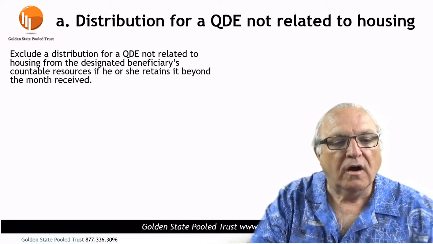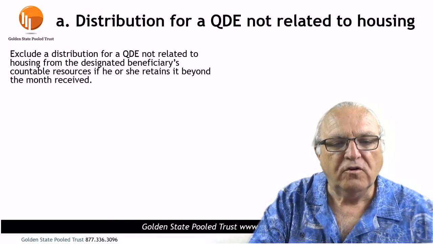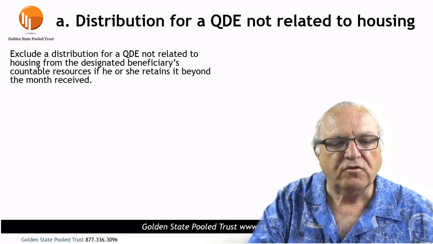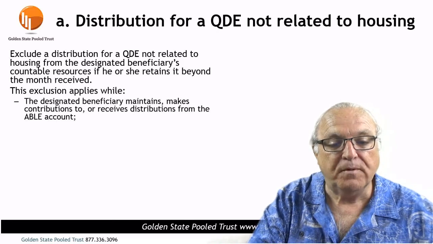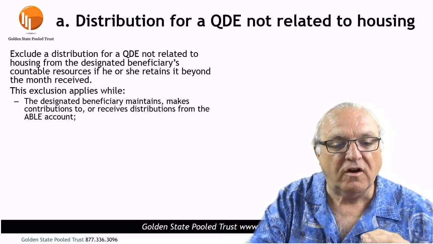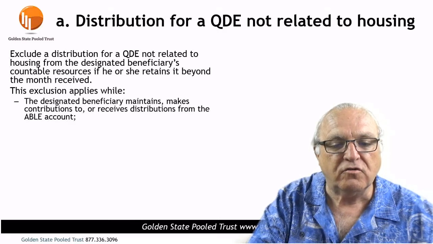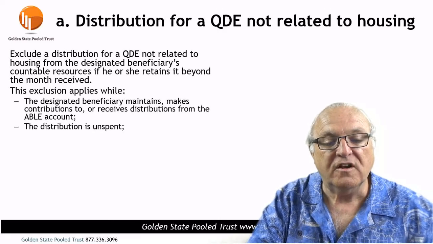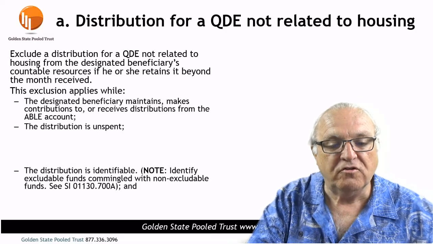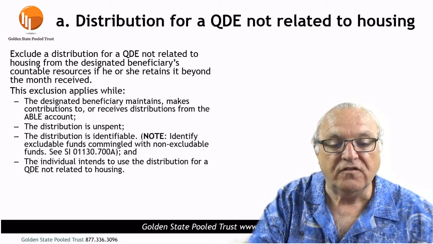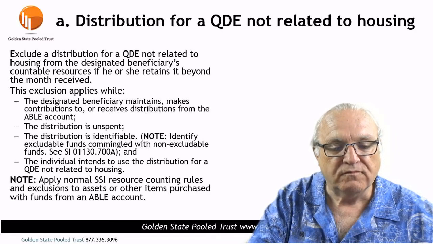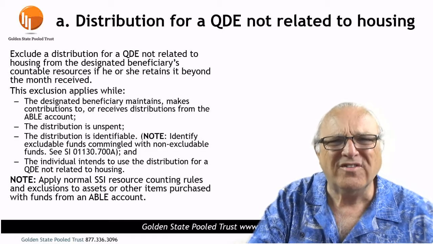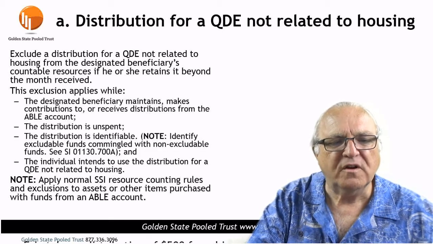It also says exclude distributions for a QDE not related to housing from the designated beneficiary's countable resources if he or she retains it beyond the month received. This exclusion applies while the designated beneficiary maintains, makes contributions to, or receives distributions from the ABLE account. The distribution is unspent and the distribution is identifiable, and the individual intends to use the distribution for a QDE not related to housing. Otherwise apply normal rules. What the heck does that mean? Well, let's go through an example.